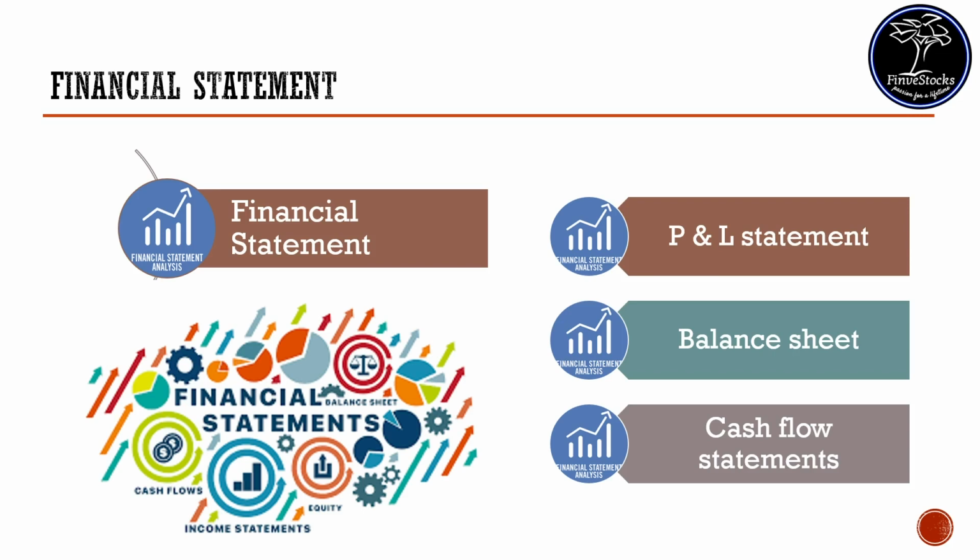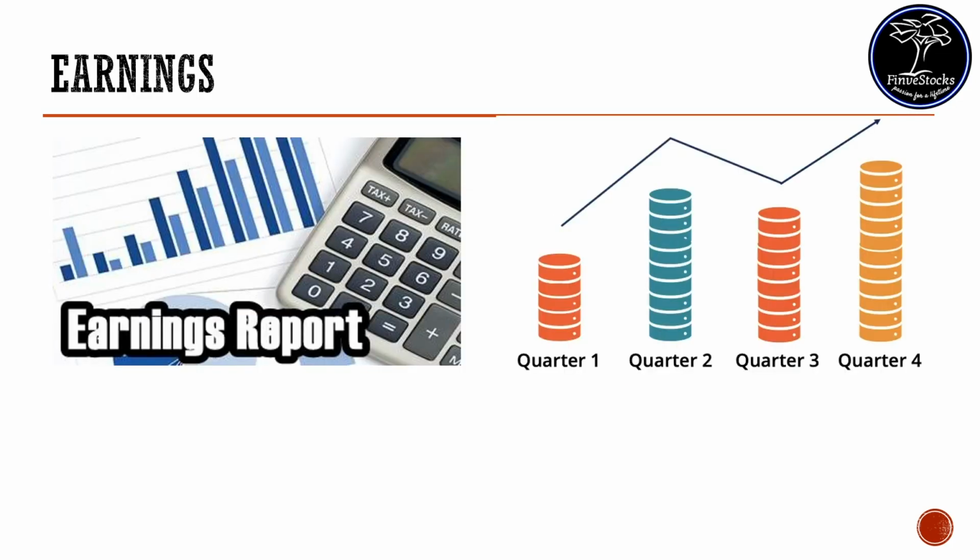The first statement is the profit and loss statement, next comes the balance sheet, and the last one is the cash flow statement. So we will see all these three in detail. Before going into the financial statement in detail, we will see what is earnings. Earnings are of three types: quarterly earnings, half yearly earnings, and full year earnings. So let's see each one by one.